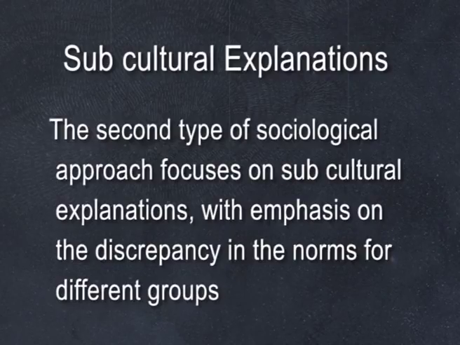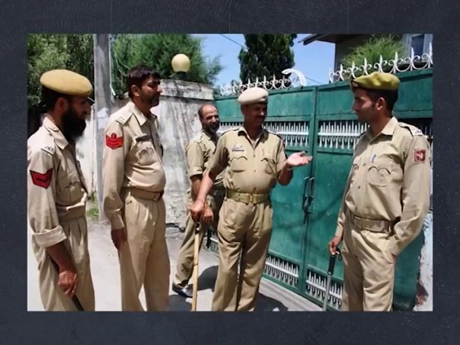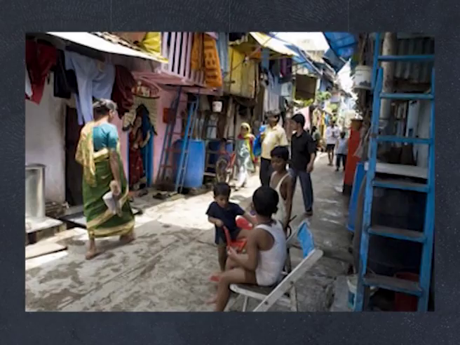The second type of sociological approach focuses on subcultural explanations, with emphasis on the discrepancy in the norms for different groups. A subculture is a subdivision within the dominant culture that has its own norms, beliefs, and values. Subcultures typically emerge when people in similar circumstances find themselves isolated from the mainstream and band together for mutual support. Subcultures may form among members of racial and ethnic minorities, among prisoners, among occupational groups, among ghetto dwellers.